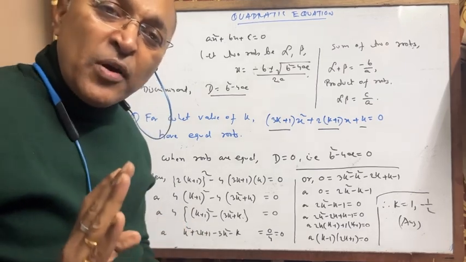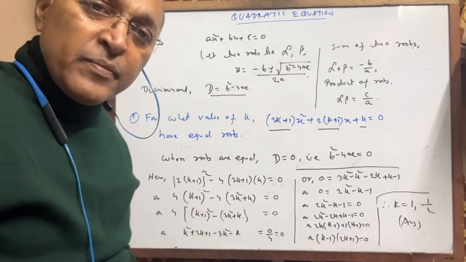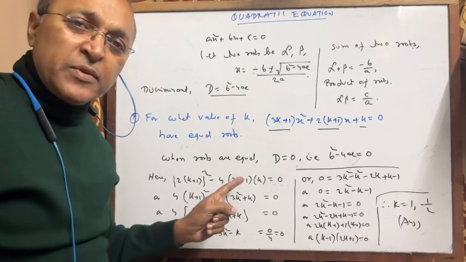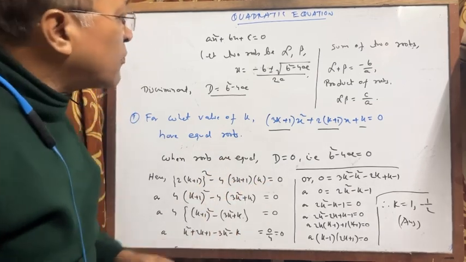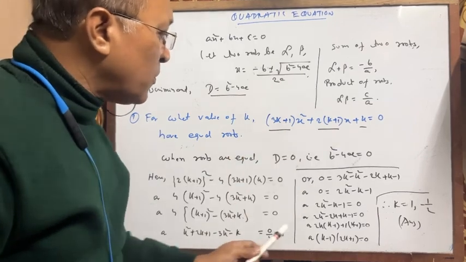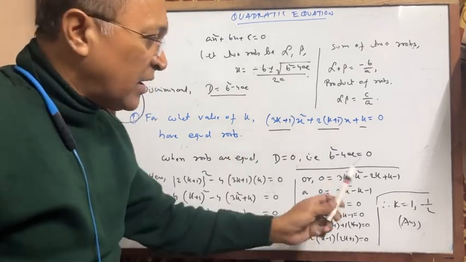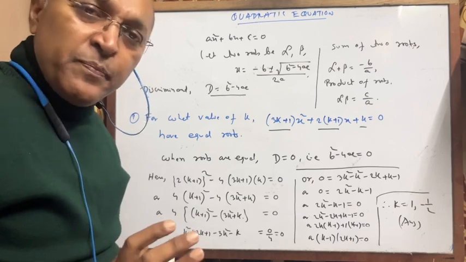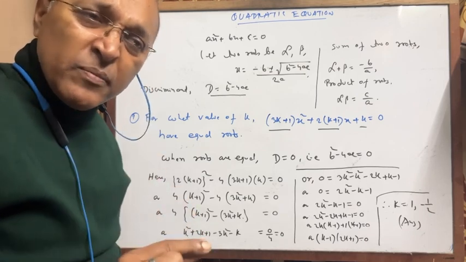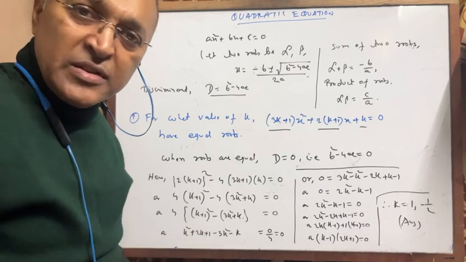Calculation is important here after implementing this concept. The concept is b square minus 4ac is equal to 0, and then after putting all the values, we have to find the value of k, which is 1 and minus half. Okay, so please do it on your own. This will boost up your confidence.